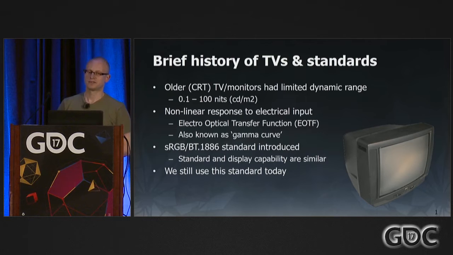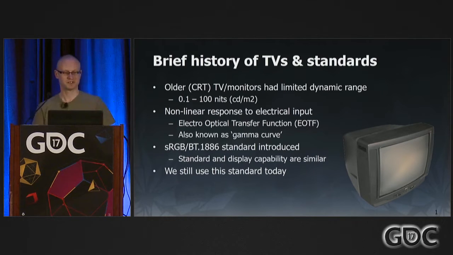And TVs. So I'm sure you remember these old, lovely fish bowls. And many people actually still keep them around. These have a particular narrow dynamic range, around 0.1 to 100 nits, where a nit is another name for candela per meter squared, or unit of energy emitted per area. And these screens have a nonlinear response to light, to input, sorry. This is called the EOTF, or the electro-optical transfer function, also known as the gamma curve. And a standard was introduced in the mid-90s to bring standardization to all of these TVs, and our assets that are made for these TVs, and that standard and the display capability were very closely aligned, and we still use this standard today, 20 years later.